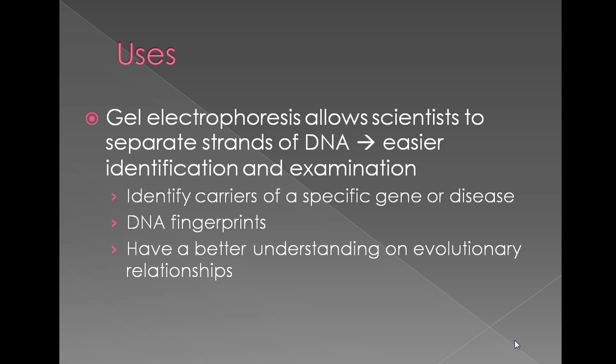So, its uses. Gel electrophoresis allows scientists to separate strands of DNA, which will make it easier for them to identify and examine the components. So it would help them to identify carriers of a specific gene or disease, help them to look at DNA fingerprints, like identifying a murderer at a crime scene or determining whether someone is the real father or mother. And also, it could help them to have a better understanding of evolutionary relationships.